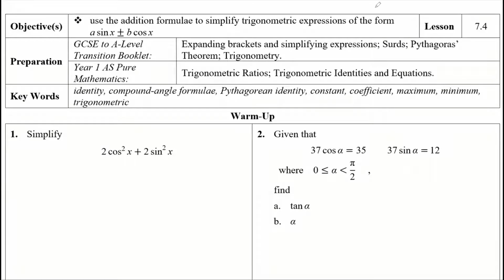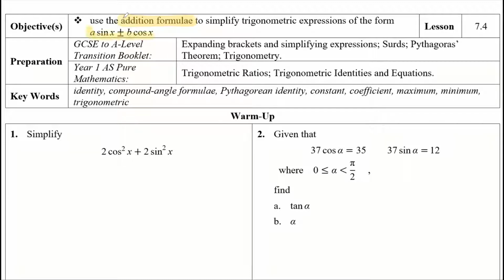Welcome to lesson 4 for trigonometric modelling. This is chapter 7, year 2 pure maths. And today we're going to look at using the addition formulae. The addition formulae that are given to you in the formula booklet, stipulated here. And we're going to use them to simplify expressions like this.